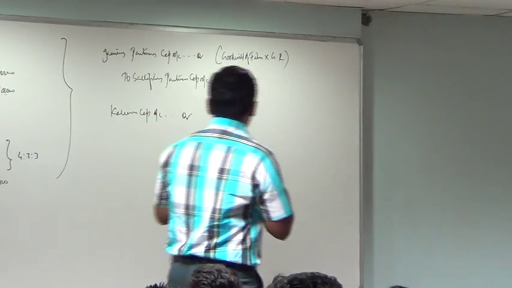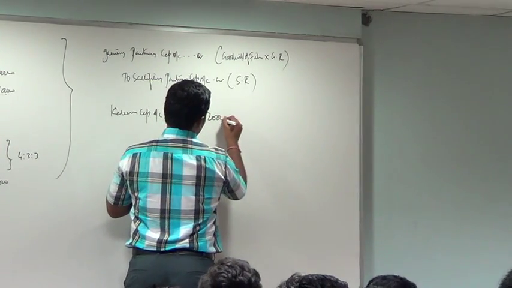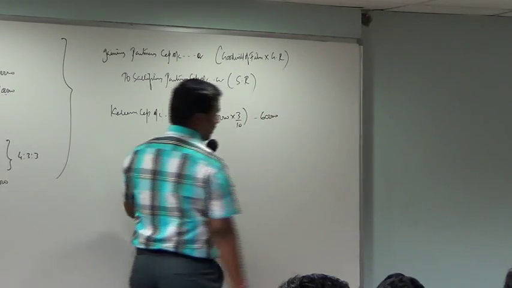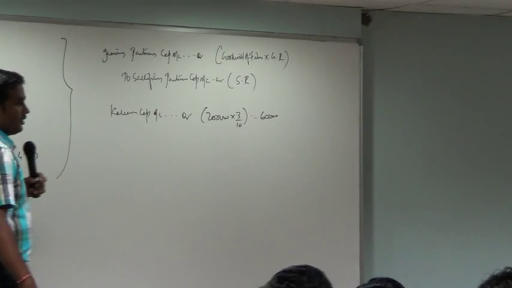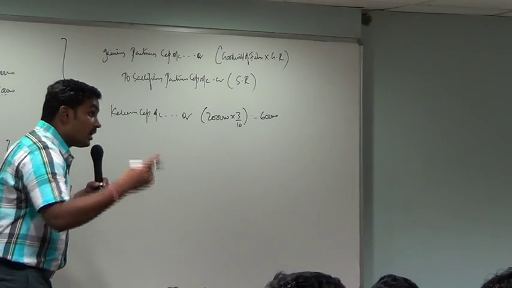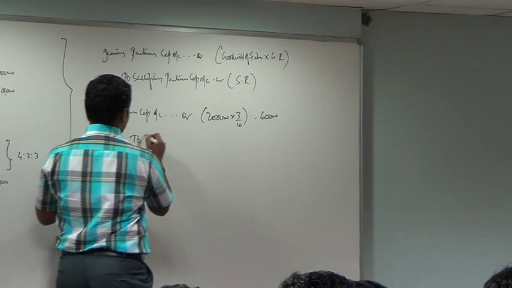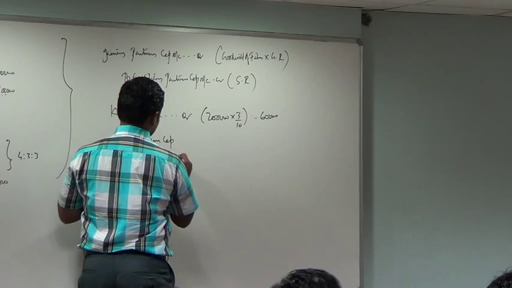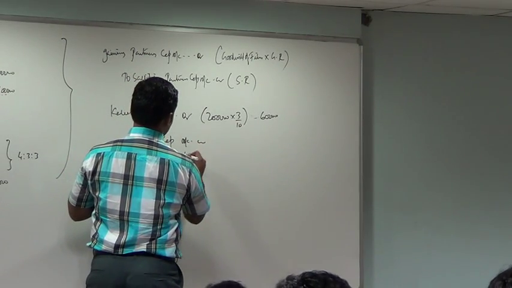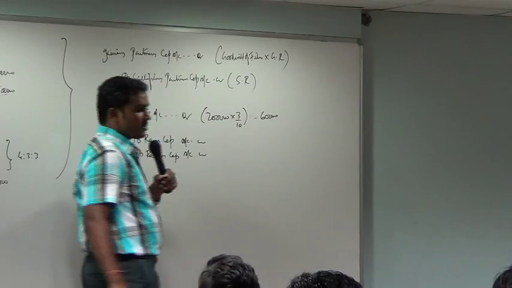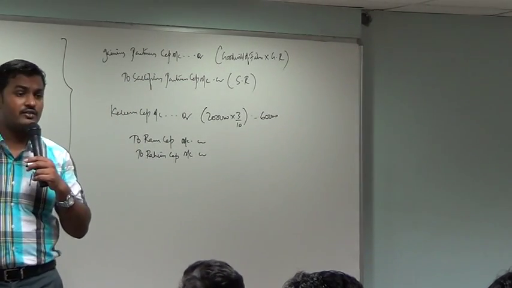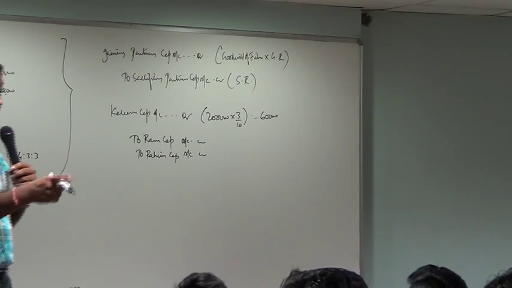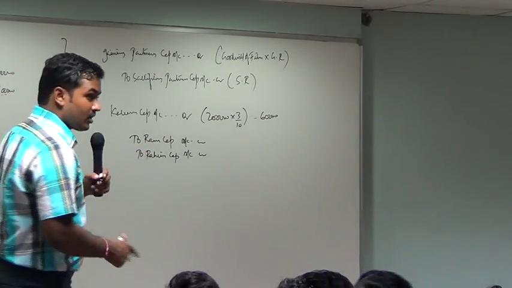Is it clear? So Kareem is going to gain how much? 2 lakh into 3 by 10, his share, 60,000. So Kareem's capital account should be debited with how much? 60,000. Now this 60,000, who is losing? Ram and Rahim. So Ram's capital account, Rahim's capital account. Out of 60,000, how much has Ram sacrificed, how much has Rahim sacrificed? We have to calculate, not equally. Old ratio and new ratio are given. You have to calculate the sacrificing ratio.